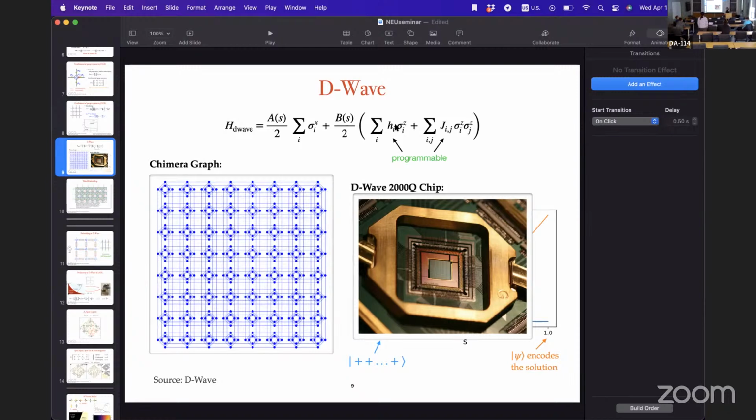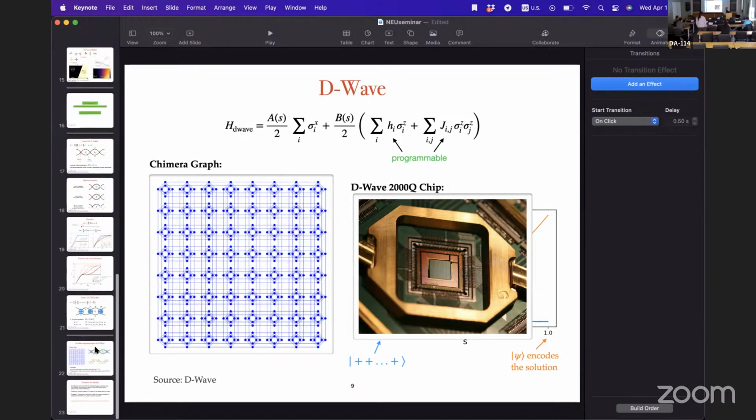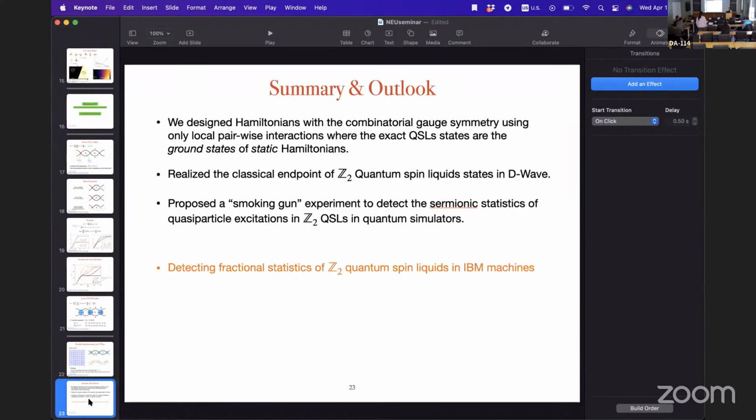I'm just curious about moving this to IBM's system, like you mentioned. Do you need as many qubits for doing that as the D-Wave? Because I don't think they're quite at 2,000 or so yet. Yeah. So we will take a completely different approach if we want to simulate this. First of all, we don't have to use the combinatorial gauge symmetry anymore. What we need to do is realize the exact state of one single spinon state, and then characterize the time evolution on the IBM, and we should be able to see this.